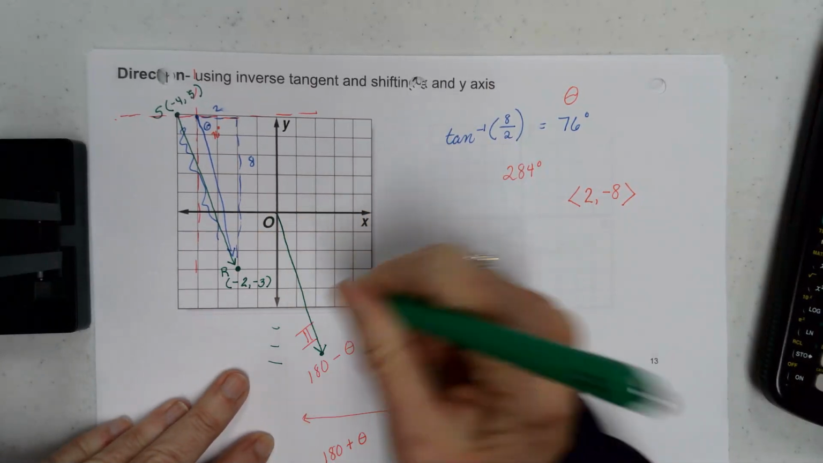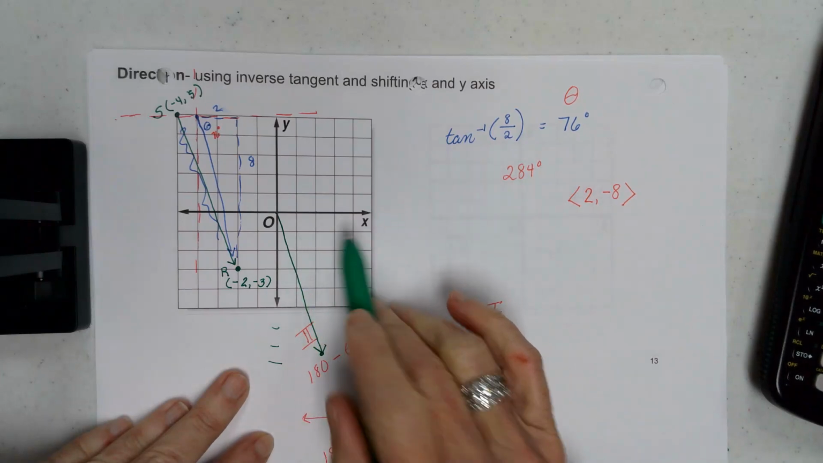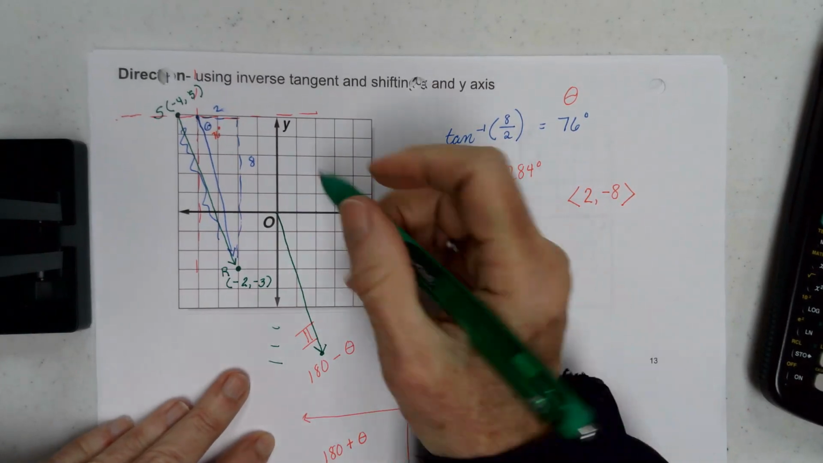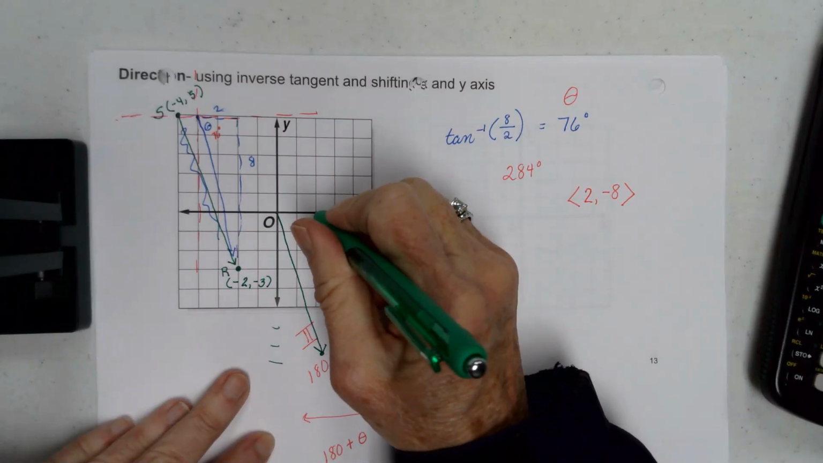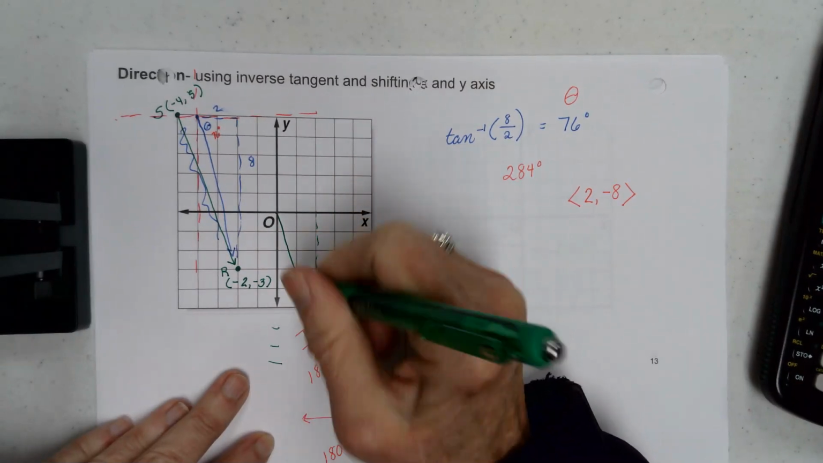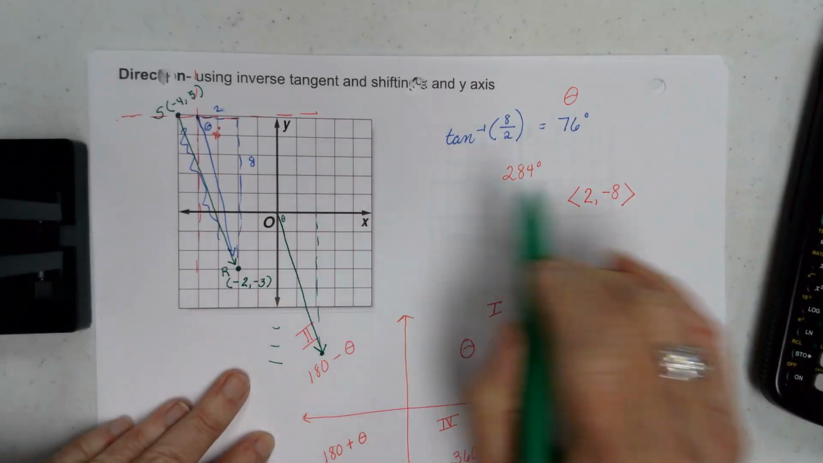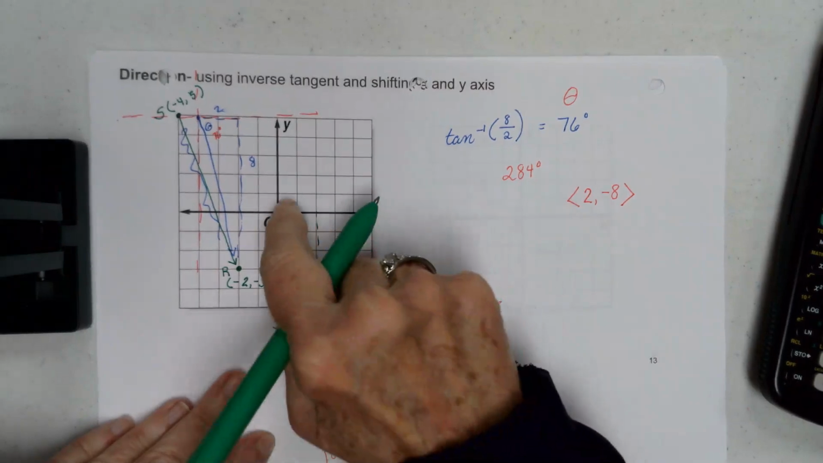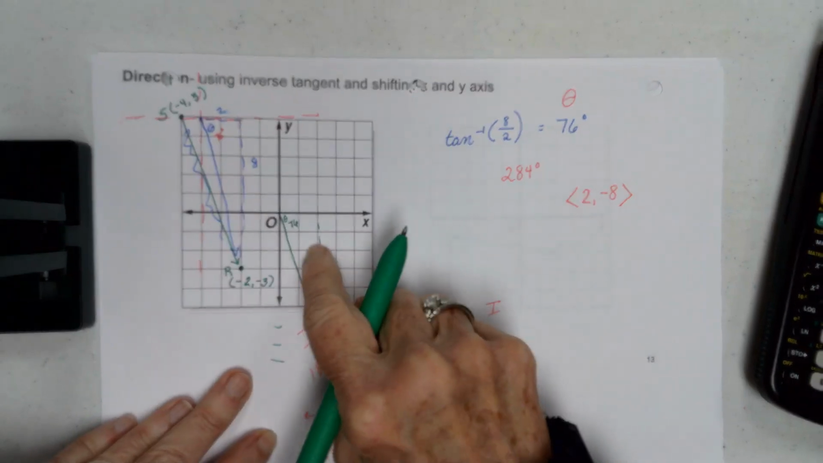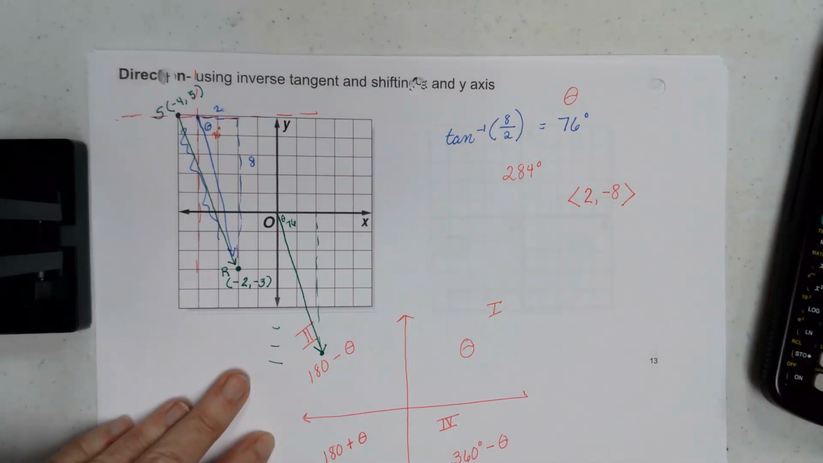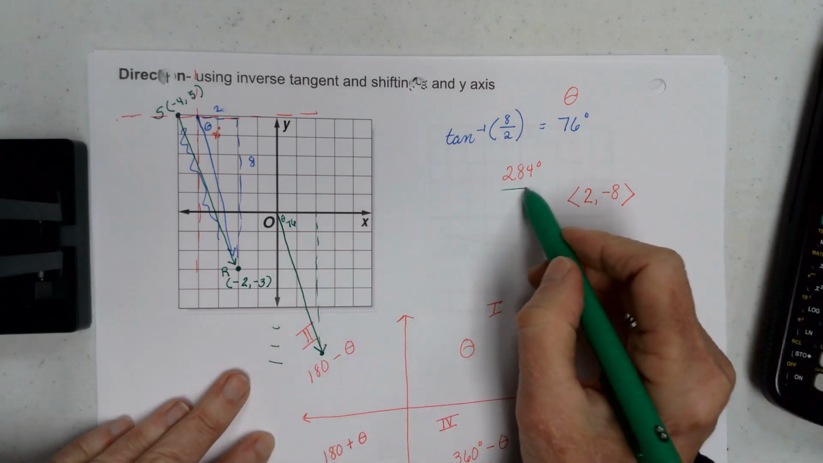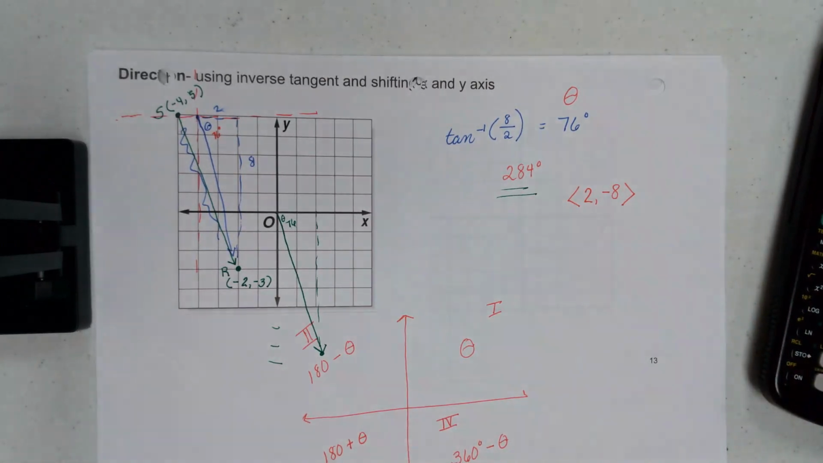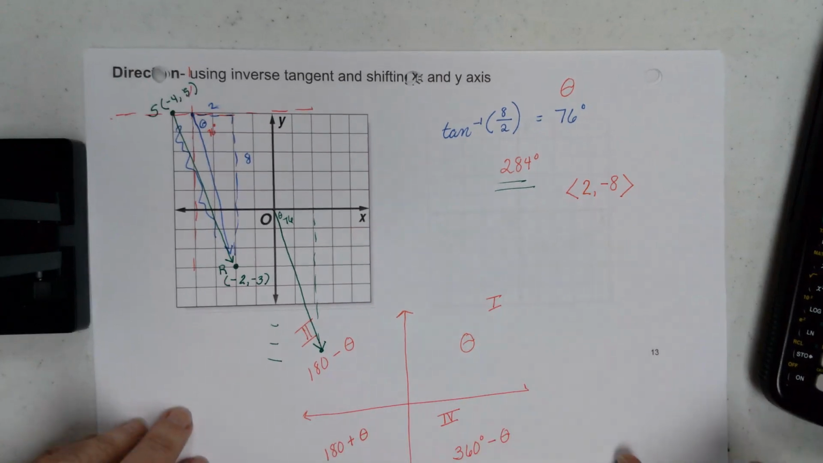Okay, there's my vector. You can see that my vector is in the fourth quadrant. So what I'm trying to find is this angle right there, and I found it up here. It was 76. But because my vector is in the fourth quadrant, I'm going to take 360 minus my 76, and that's where my 280 came from. If you will, this is your cheat sheet.